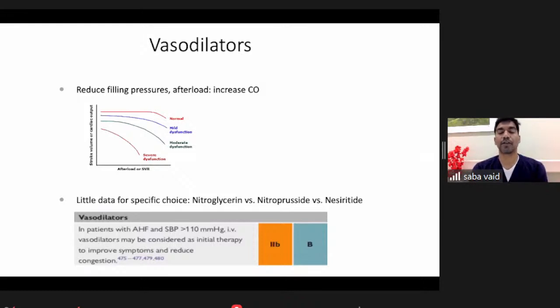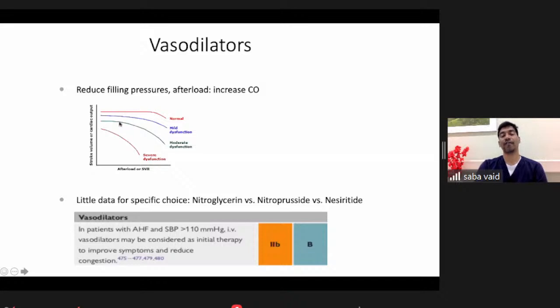And the third important drug is vasodilators. Now here, in this particular curve, the x-axis deals with the afterload or your systemic vascular resistance. This is the stroke volume. So when a normal heart, when the blood pressure increases or your afterload increases, because the heart is normally contracting, the stroke volume does not fall. It just remains the same as a plateau.